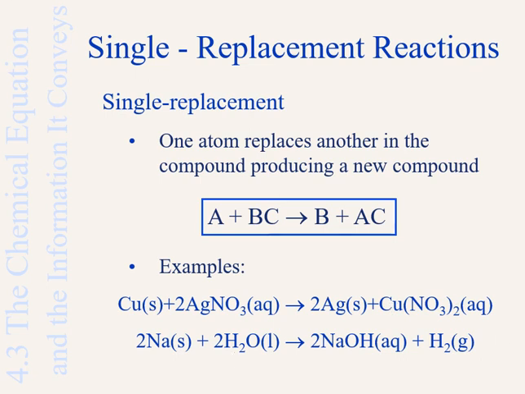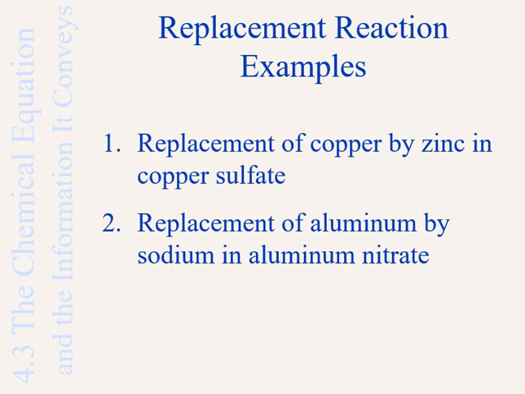So this is single replacement, and here are two examples: replacement of copper by zinc in copper sulfate, which we saw, and replacement of aluminum by sodium in aluminum nitrate.